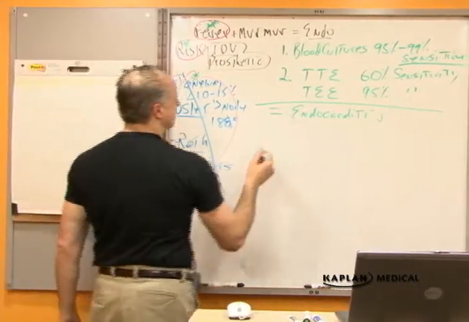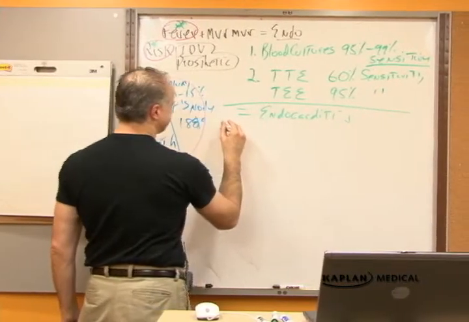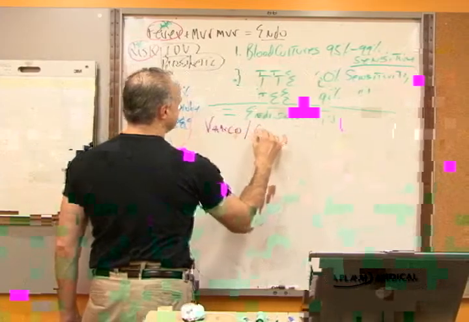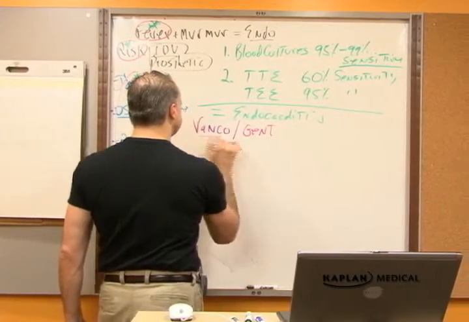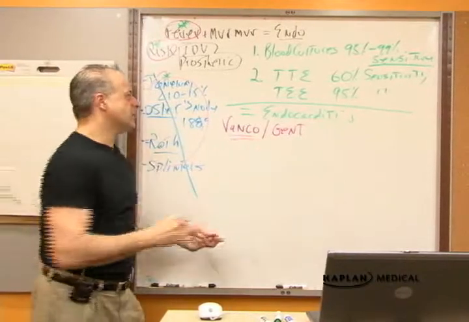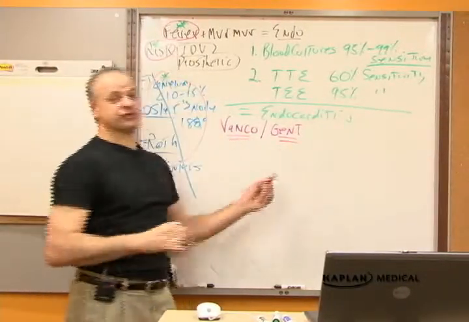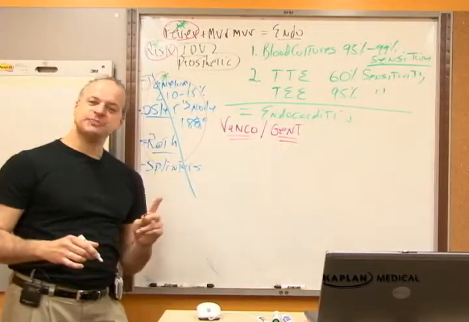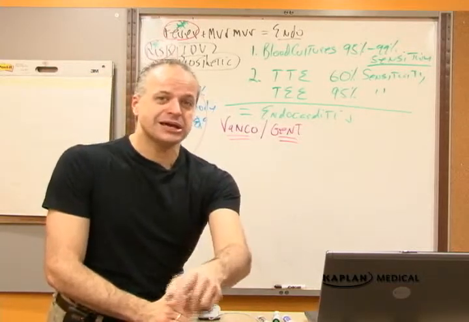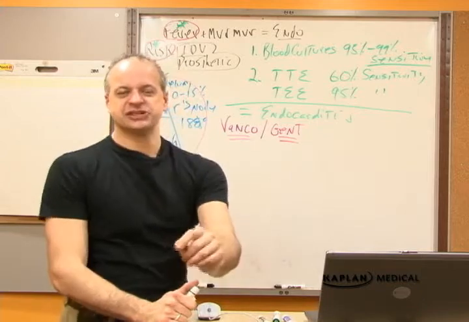Now, the empiric therapy, while you're waiting for the culture and sensitivity, generally speaking, is vancomycin and gentamicin. Vancomycin is because staph and strep are the most common organisms. Gentamicin because there's a small percentage that have gram-negative rods, and because gentamicin, although it is predominantly a gram-negative drug, has synergy against staphylococcus.